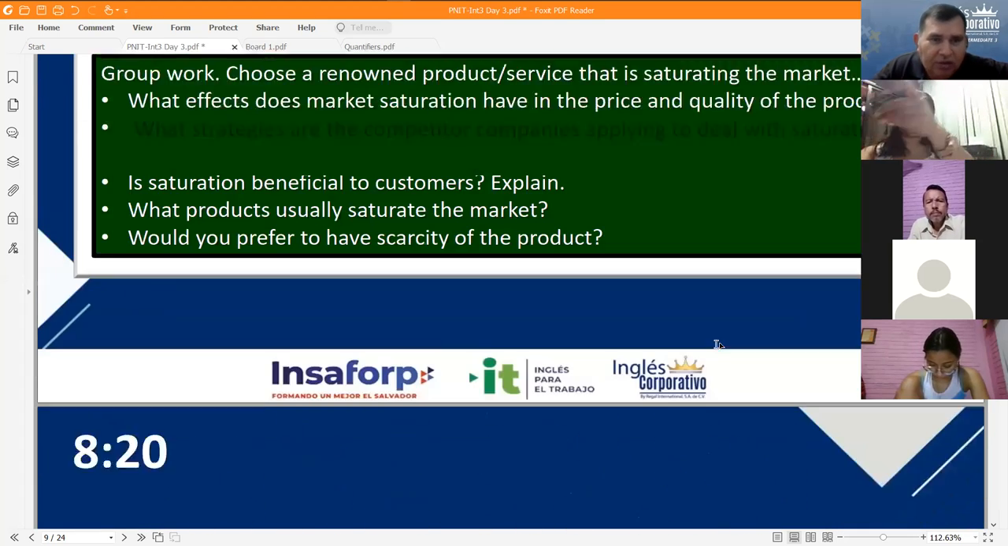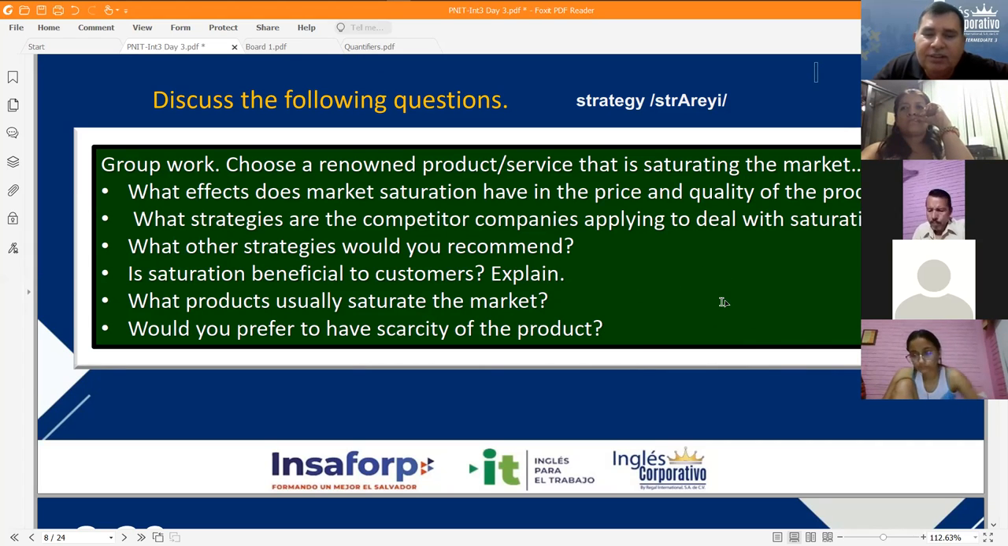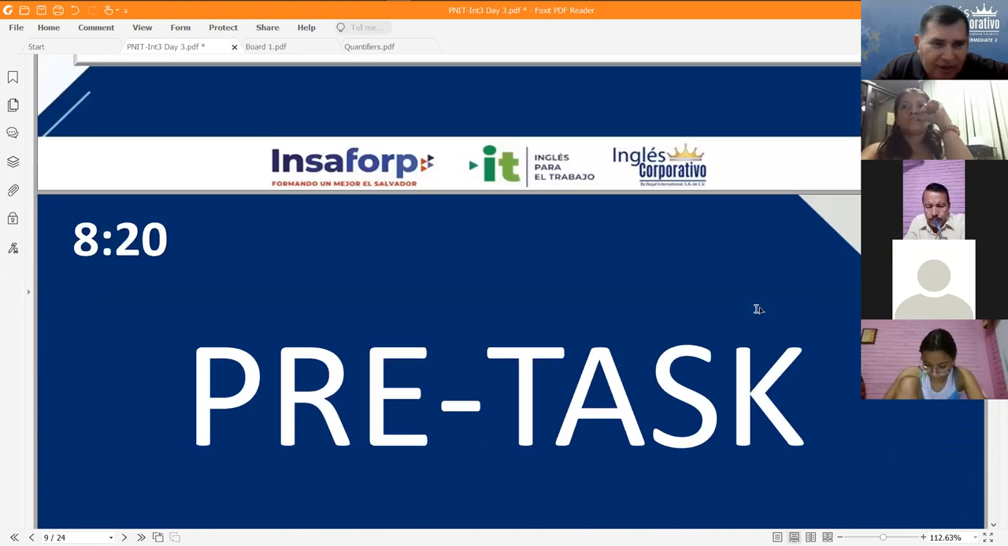Okay. So the strategies that they are using are, let's say, opening stores in different places and lowering the prices a little to be more competitive. So if there is a product that is saturating the market, but there is another one that is not so common but is cheaper, people look for the one that is cheaper, right? So this could be one strategy. Okay, let's continue, my friends.